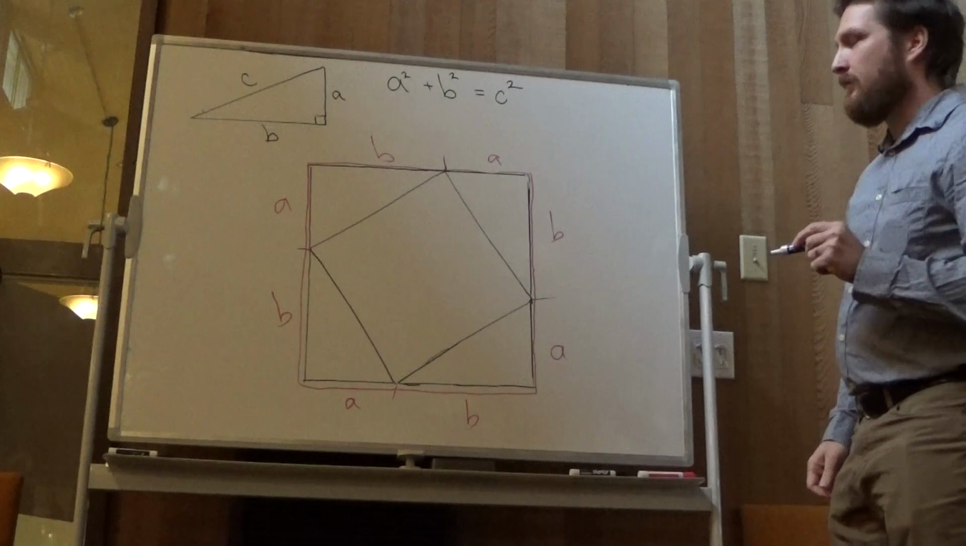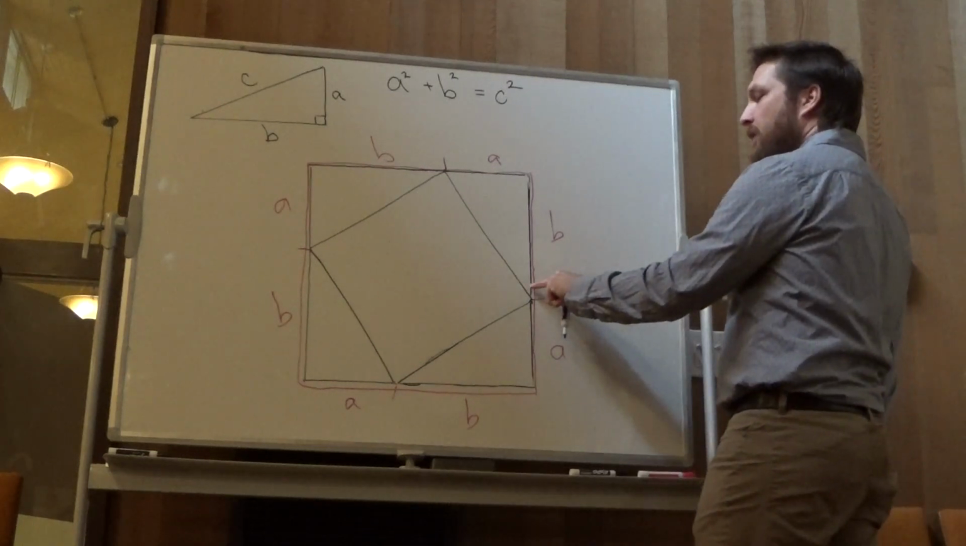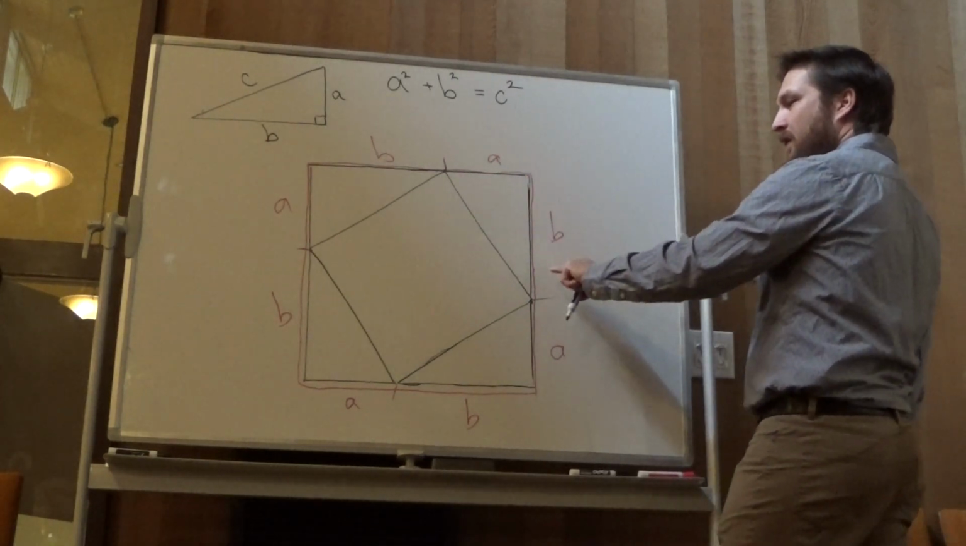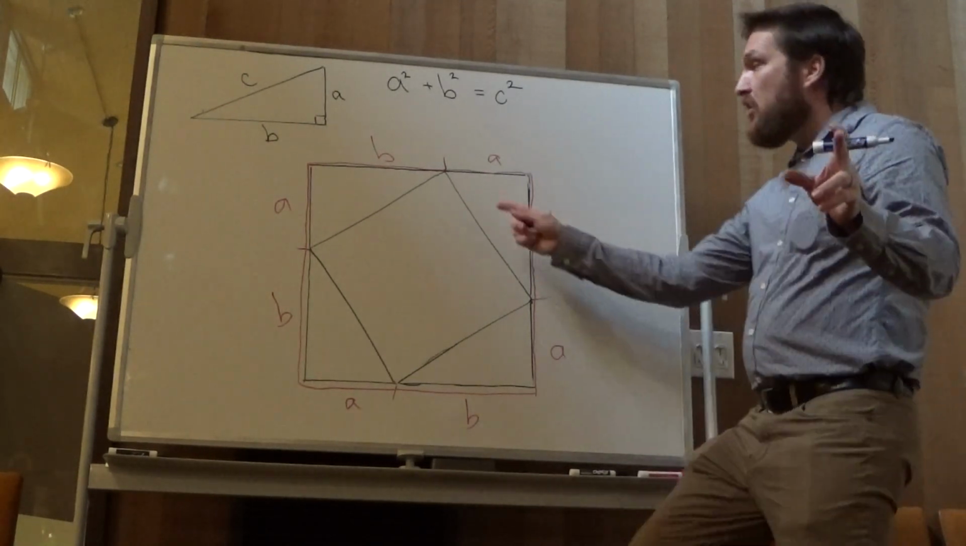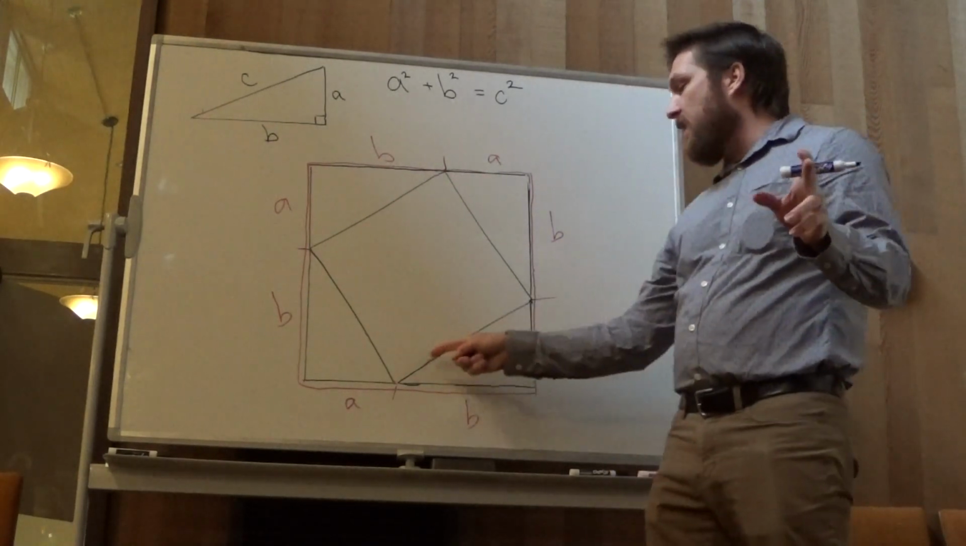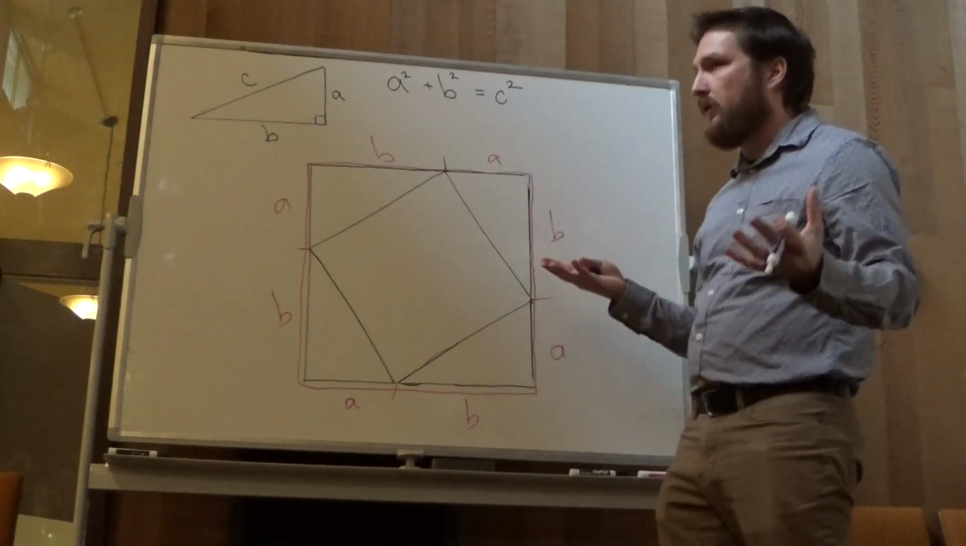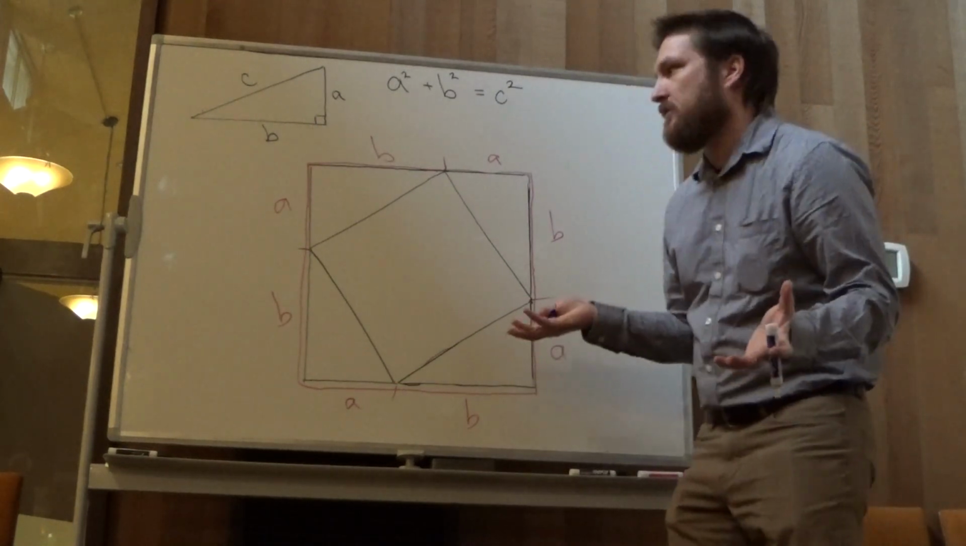All the sides are the same length. Yeah, they're all A plus B, right? Well, that's one way. You could say that all of these sides are the same length, and so when you slap them all together, how could it be anything other than a square?